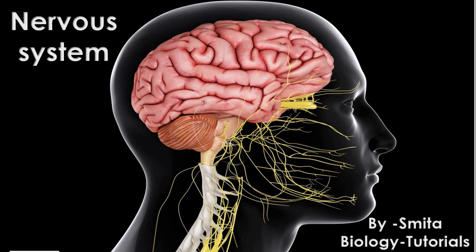Hello students. In this video, we are going to discuss the components of the nervous system. This is the beautiful diagram of our nervous system. This is our brain and this one is the spinal cord. And these are the different nerves which arise from the spinal cord as well as our brain.